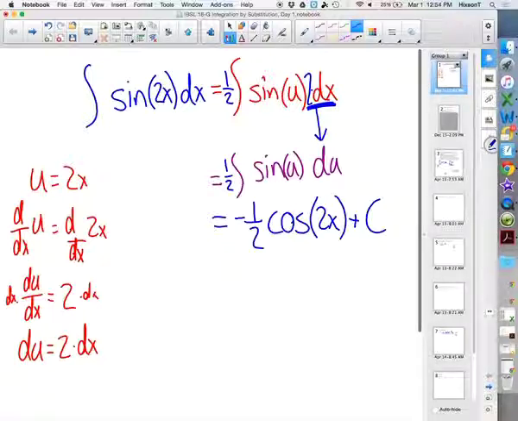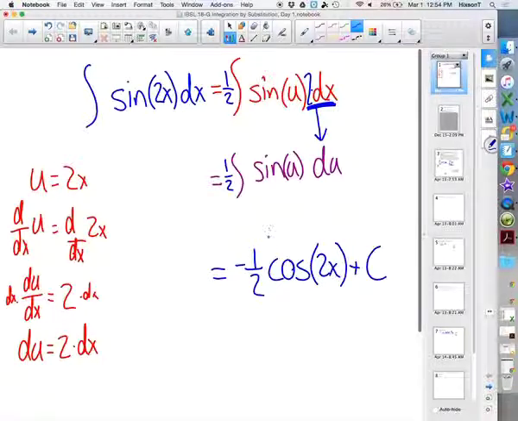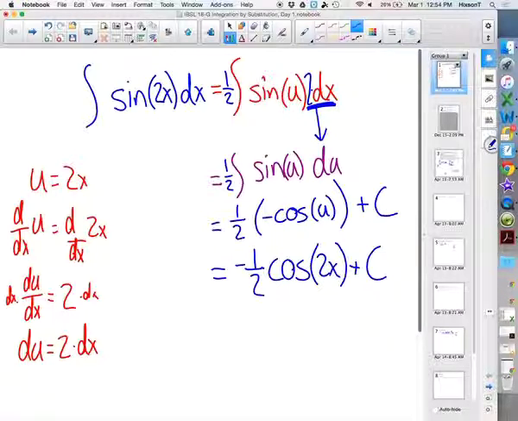What's the integral of sine? Negative cosine. It's negative cosine. Okay? So now watch. I have 1/2 times a negative cosine. Well, I'm still in terms of u, right? Cosine of u. So now I'm going to substitute back in u equals 2x. I put the 2x back in. There's my final answer. Okay?